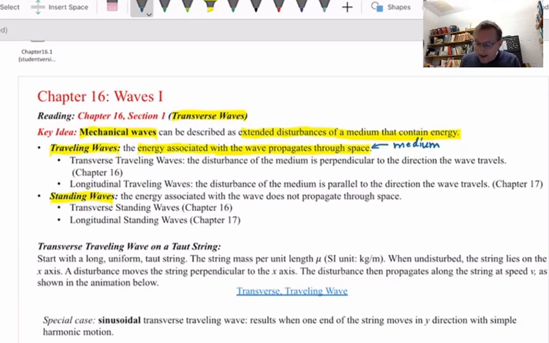You could have a standing wave, where the energy associated with the wave does not propagate throughout the medium. So in a traveling wave, the energy associated with the disturbance travels throughout the medium, and in a standing wave, the energy associated with the disturbance does not travel throughout the medium. We'll be showing you pictures and animations so that you can see that.